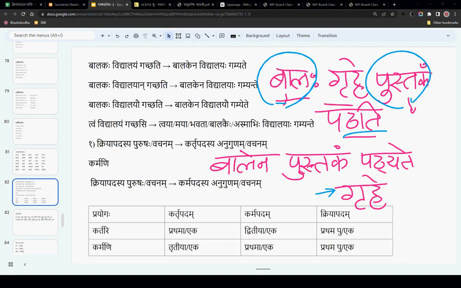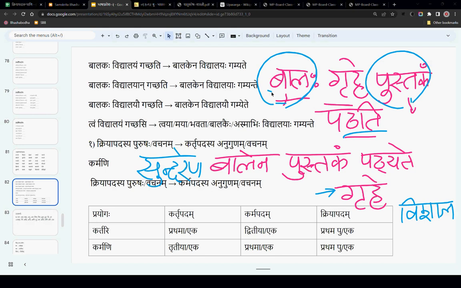If balah is, we have a sundarah balah, sundarah balah gruhe pustakam pathati. Suppose that is a sentence, then sundara also changes to sundarena. Sundarena balena pustakam pathyate gruhe. Sundarena balena. Suppose pustakam has another adjective. What could be the adjective? We'll take vishala, simple example. Visheshana vishala, let's say. So here, balah gruhe vishalam pustakam.